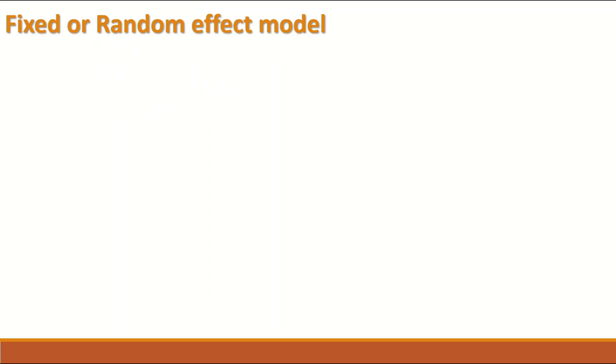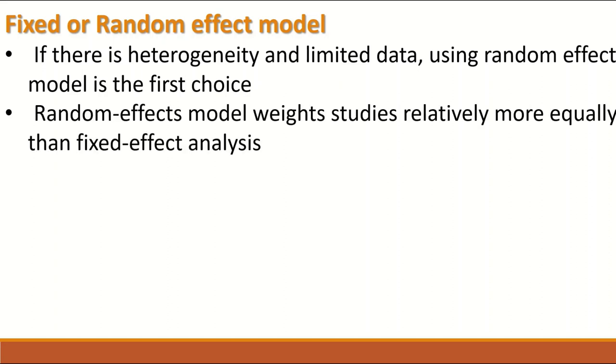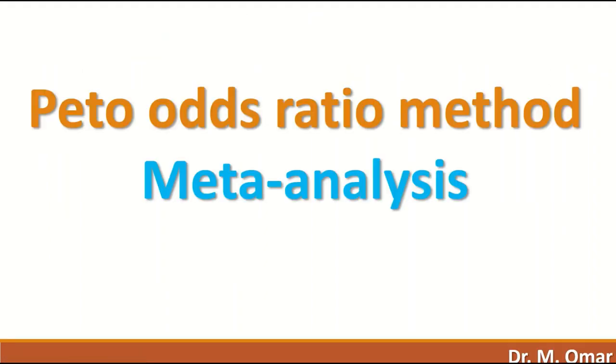So when to use the fixed or random effects model? If there is heterogeneity and the data are limited, then using the random effect model is the first choice. Why? Random effect models weigh studies relatively more equally than the fixed effect model. Peto odds ratio method when performing meta-analysis.